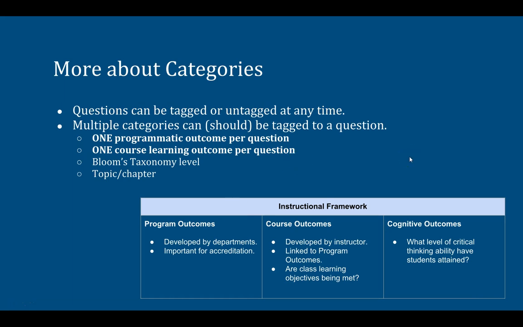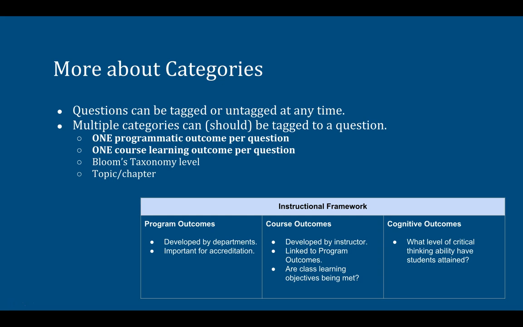Questions can be tagged or untagged at any time, so you could give an assessment and then tag your questions and rerun the reports to see how students are doing across those outcomes that you've tagged. And what the system would do is it would compile and calculate averages over those outcomes. So if you had 5 questions on an assessment that were tagged to the same outcome, what you would see is what the average student achievement over those 5 questions was for that outcome.